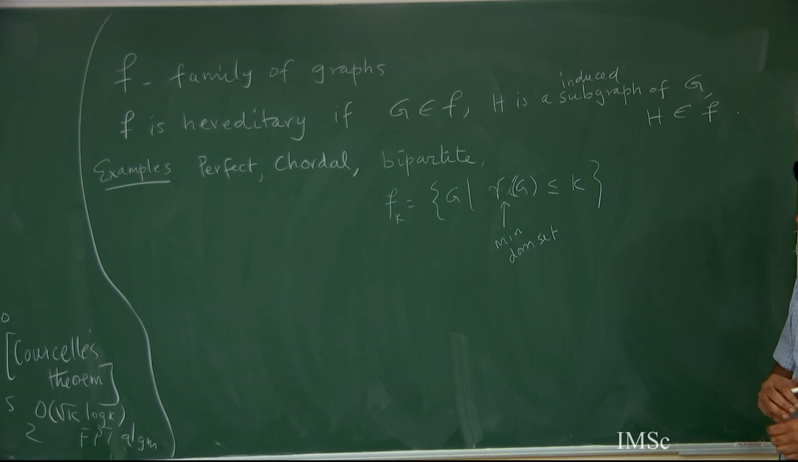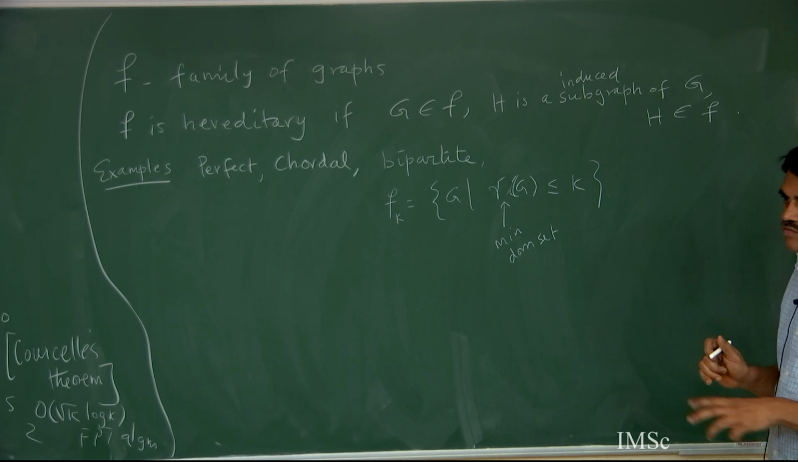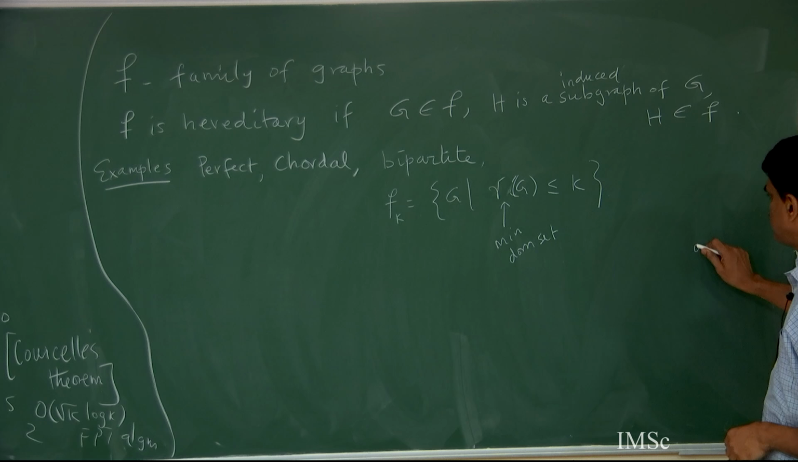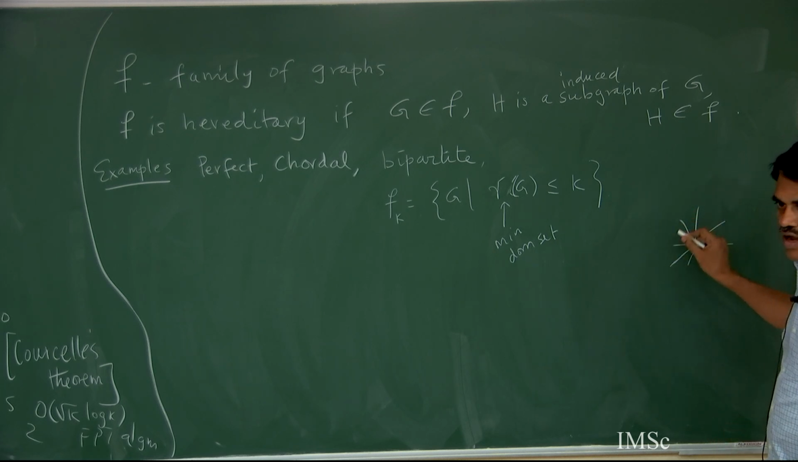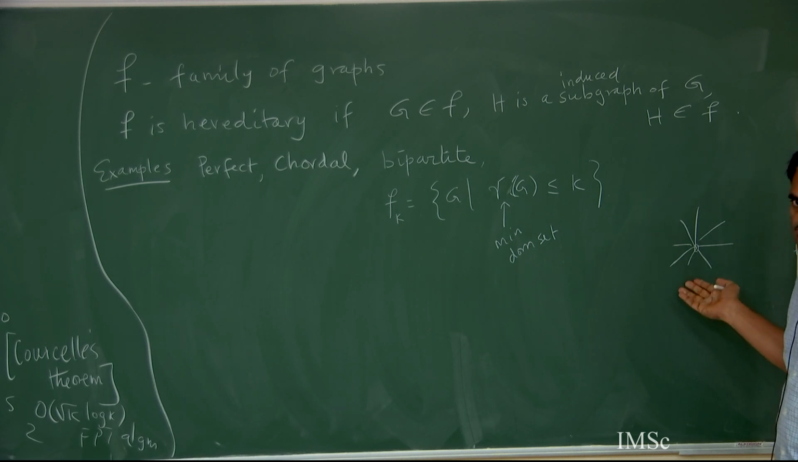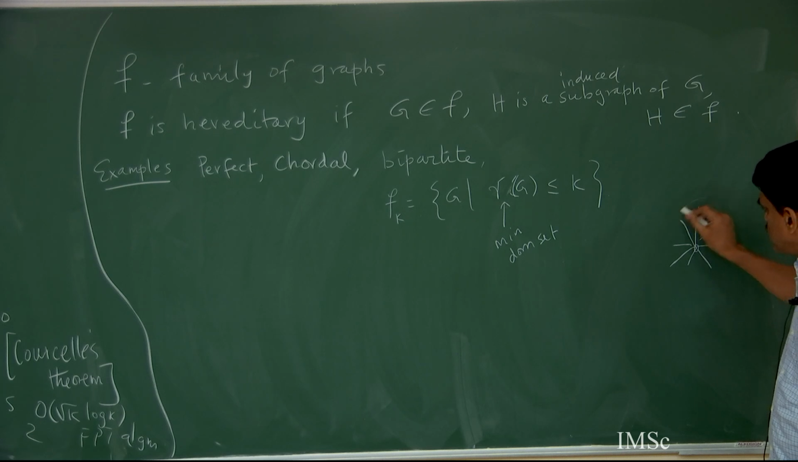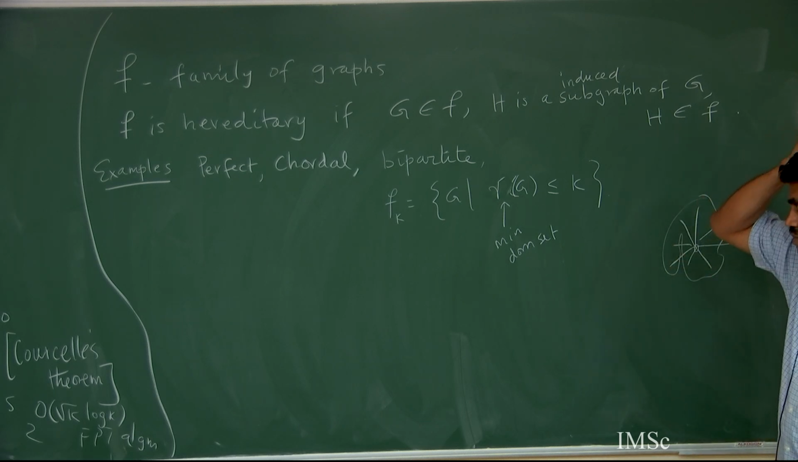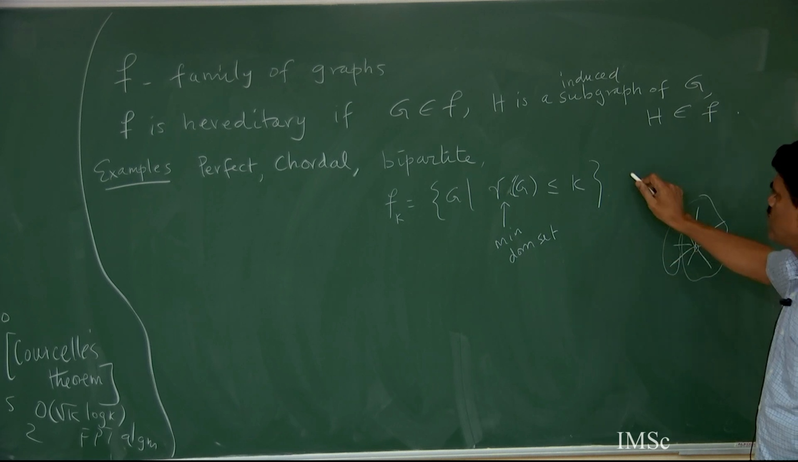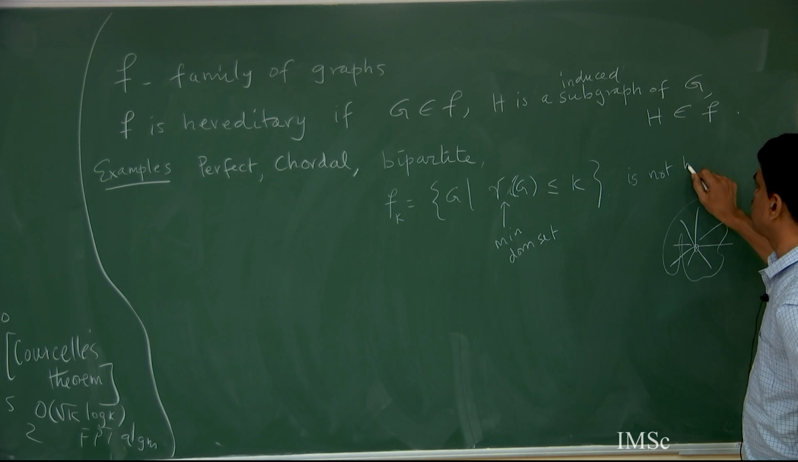Okay, give me an example graph. Take a star graph, a star of degree k, or k plus 1. This graph has a dominating set of size even 1. But if you look at the induced subgraph on this, that doesn't have such a dominating set. So this is not hereditary.